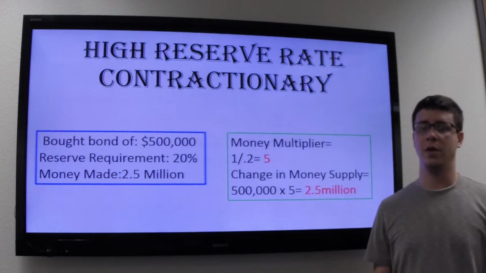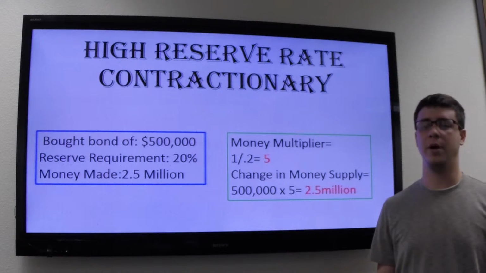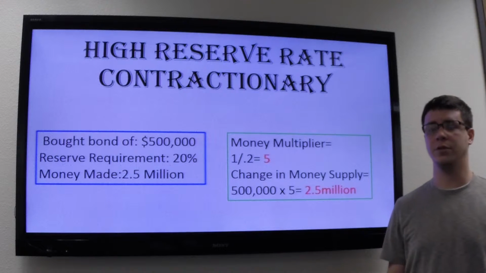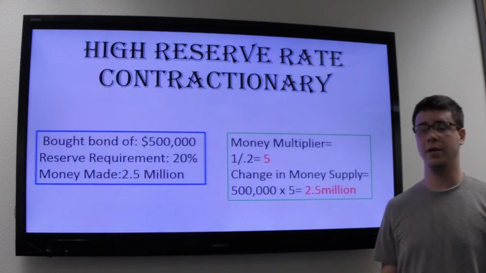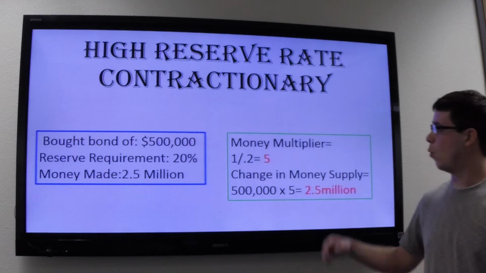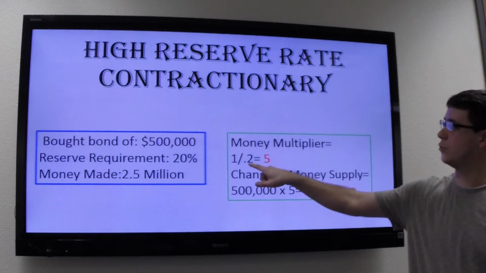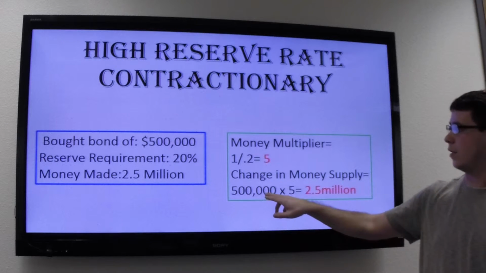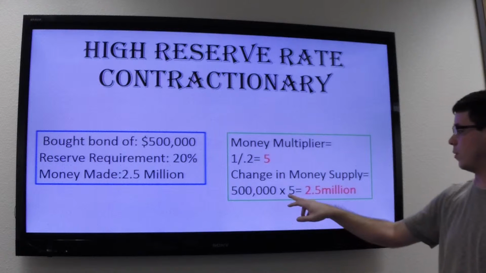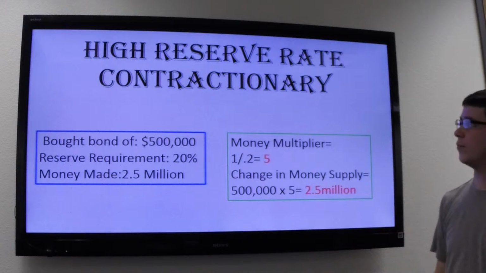In this example, there's a $500,000 bond bought by the government with a 20% reserve requirement, which means that there will be $2.5 million made. This is found by 1 divided by 0.2, which is the reserve requirement, and the change in the money supply is the original amount times the multiplier, which gives you $2.5 million.